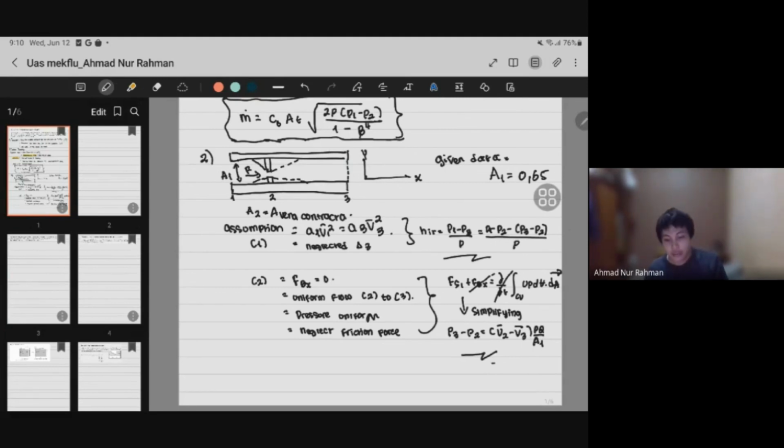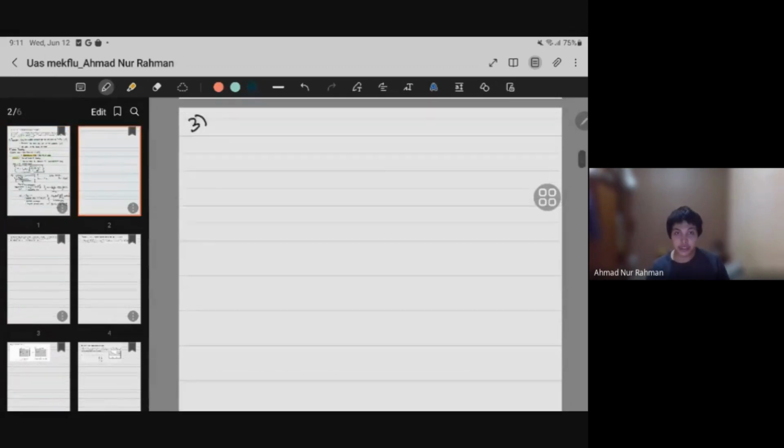I will neglect the friction force. There is no friction on the pipe. So the equation is the sum of forces in x, F_Sx plus F_Bx equals d/dt of the integral of the control volume u rho dV plus the integral of the control surface u rho V dA. We simplify the problem using the assumptions we made. So we get P3 minus P2 equals V2 minus V3 times rho Q over A1. So we have created the assumptions to solve the problem.